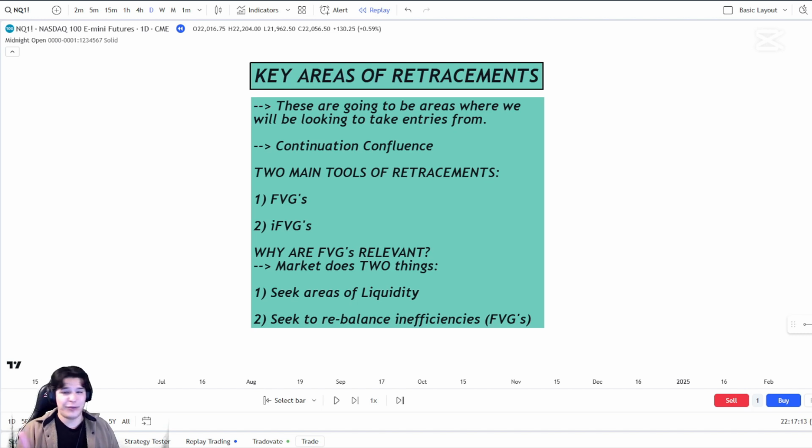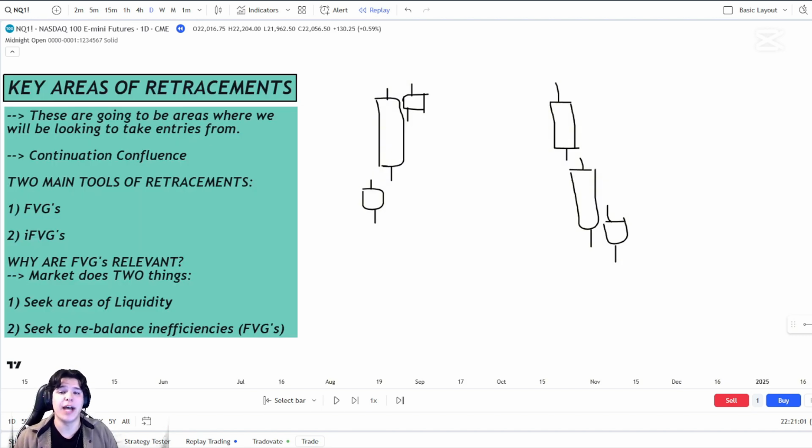Whether you want to call them inefficiencies, imbalances, or fair value gaps, it doesn't really matter, but they all mean the same thing. Okay, now let's dive into how to visualize fair value gaps. First, we're going to go over FVGs, and then towards the end, we'll dive into IFVGs, and we'll obviously give you guys some examples with actual price action.